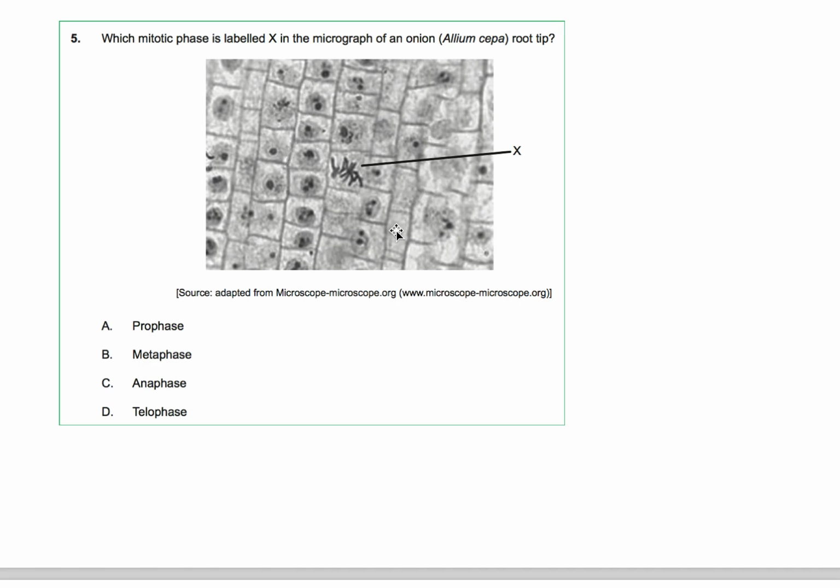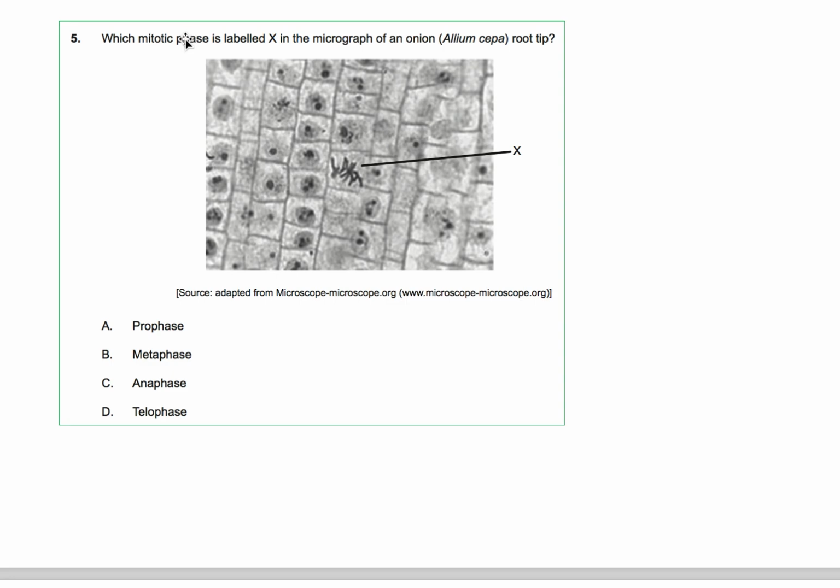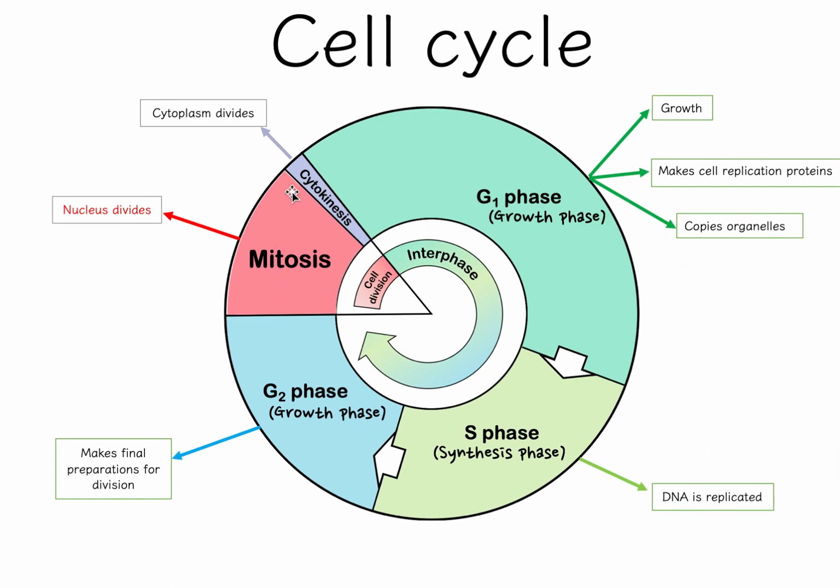They see a bunch of cells, and we know a cell at any given stage can be at any of these phases of the cell cycle, right? It's like a human. We can be young, old, or dying at any point during our life cycle. Just like that, a cell has all these stages. So in which stage of mitosis specifically? So they're asking specifically about mitosis.